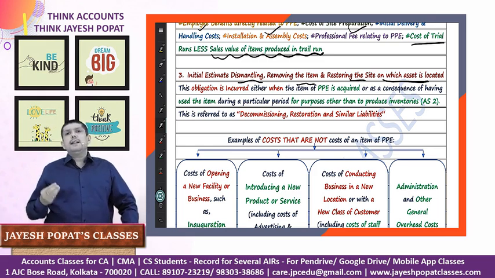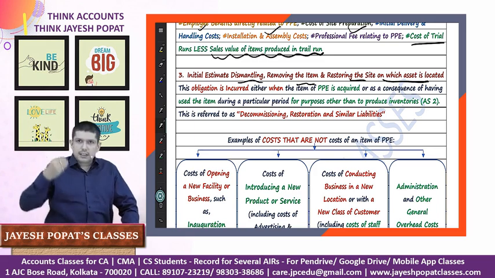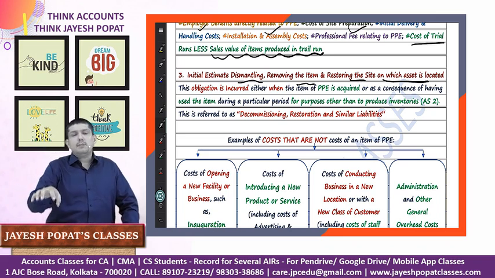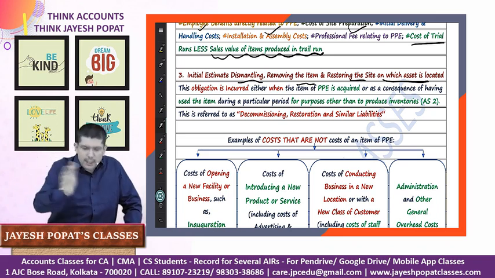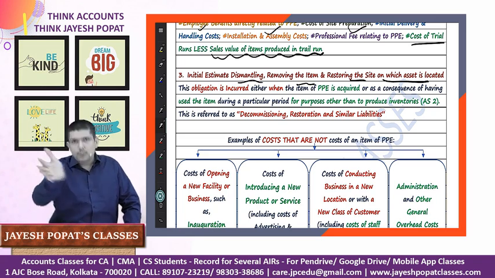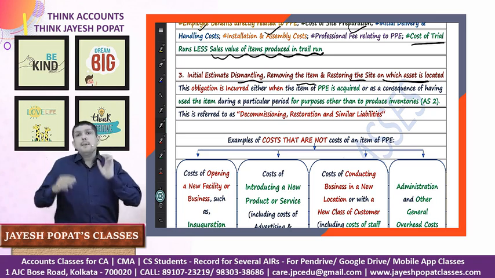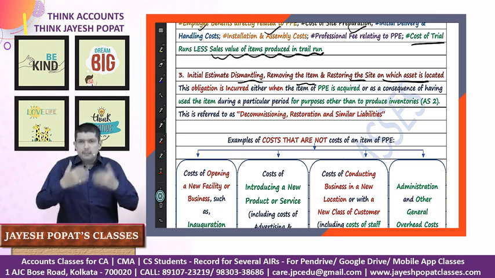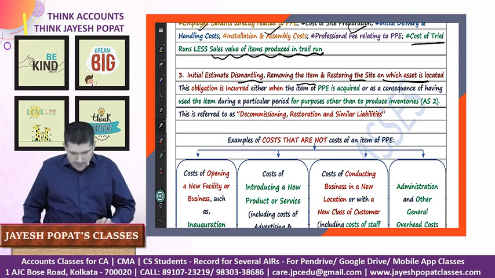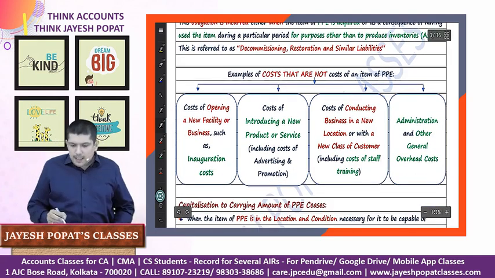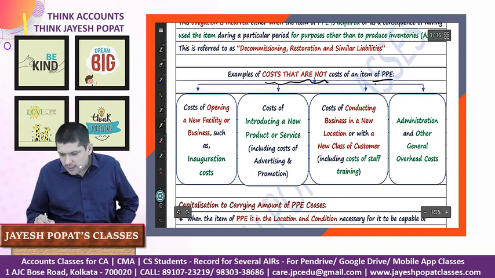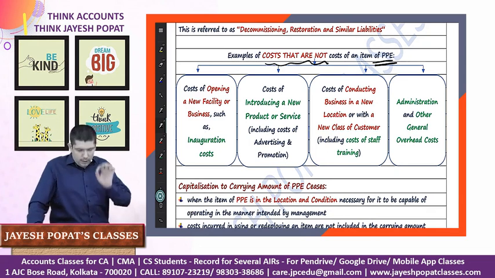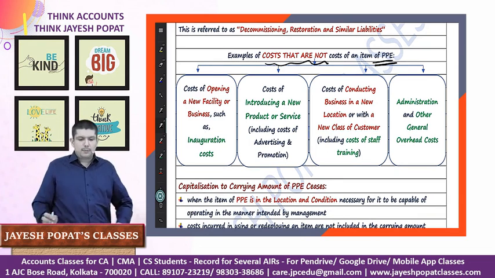This normally comes into play in case of mining sites as well, right? When we get license from the government for mining at certain mines, right, we install our plant and machinery at that place. The government usually says that once your license is over, you need to restore that site, remove your machinery, etc. from that particular site. So that cost will be estimated and it will be discounted to its present value and it will be capitalized to the cost of the item of PPE. Then we'll talk about example of costs that are not the cost of item of PP. So you need to remember these items, that if this item comes into picture, you cannot consider them as cost of the item of PP.